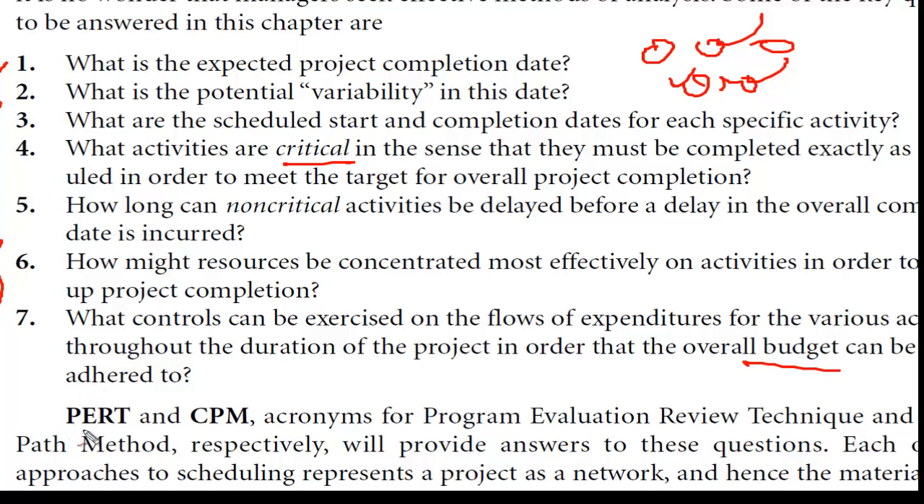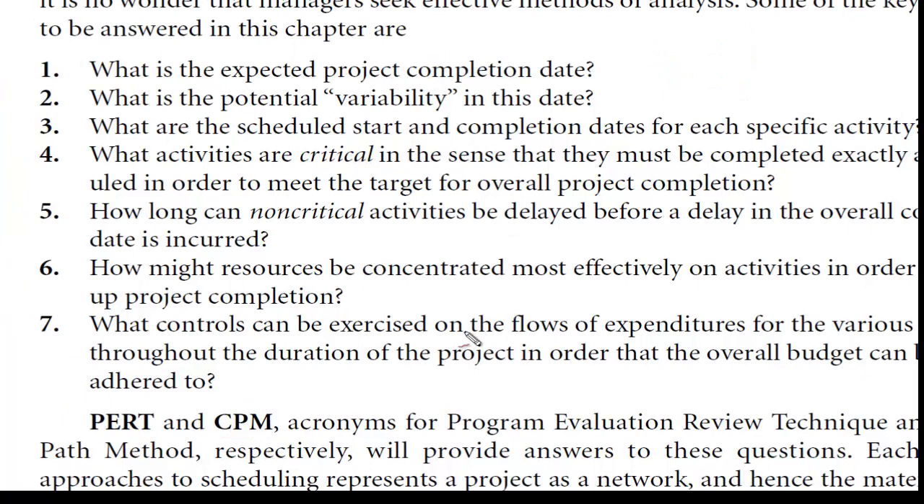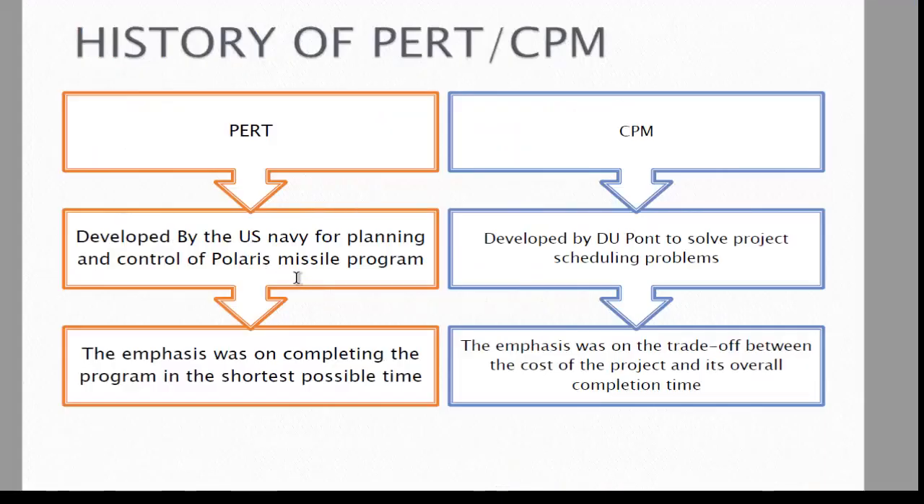For that we have the two techniques, PERT and CPM, that is, the program evaluation review technique and the critical path method. These actually provide answers to all of these questions. So now let us talk about the actual thing, PERT and CPM.